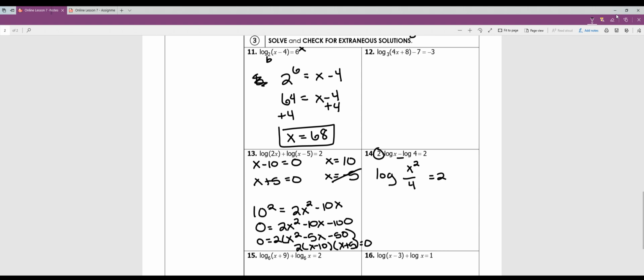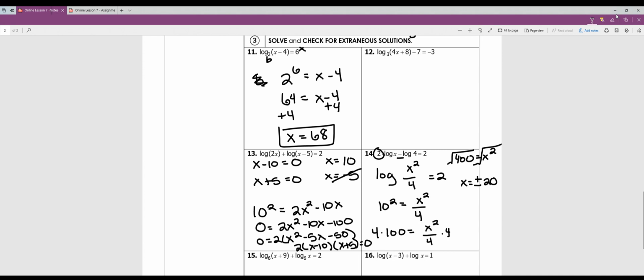Now again, I don't have a number as my base, so I assume it's 10. So when I rewrite this in exponential form, I'm going to say 10 squared is equal to x squared over 4. 10 squared is 100, so 100 is equal to x squared over 4. And now I'm using algebra to solve. So I'm going to multiply by 4 on both sides, and I'm going to get that 400 is equal to x squared. So my last step is take square root of both sides, and I'm going to get that x is equal to plus or minus 20.